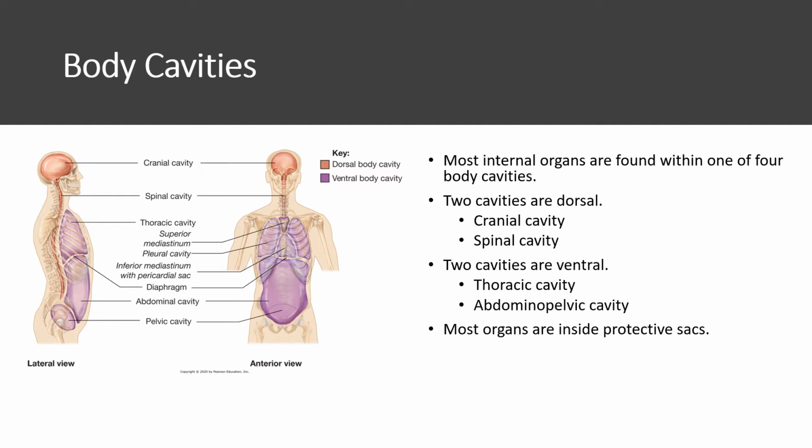Most of our internal organs are going to be found within one of four body cavities. So we're going to have two cavities that lie dorsal, which means they're going to be on the back side of the body. And they're called the cranial cavity and the spinal cavity. And then you're going to have two cavities that are ventral. That means they're going to be on the front side of the body. And those are going to be the thoracic cavity and the abdominal pelvic cavity.